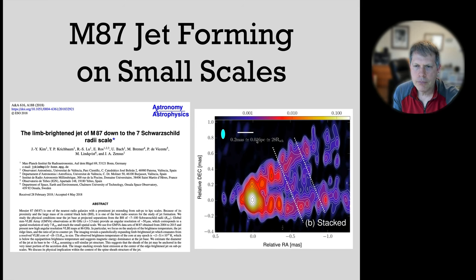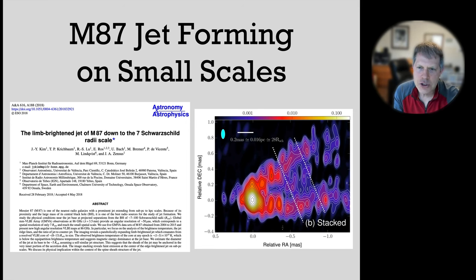And that bar, again, is 0.2 milliarcseconds, and that corresponds to 0.016 parsecs, or 28 Schwarzschild radii for the black hole in M87. We know that the black hole at M87 is a very massive one, with a mass of about 6 billion times the mass of the sun, and that bar length corresponds to just 28 times the Schwarzschild radius of a black hole of that mass.